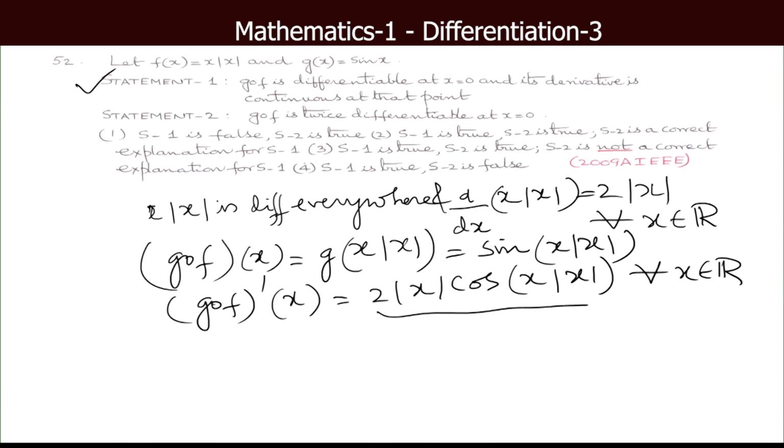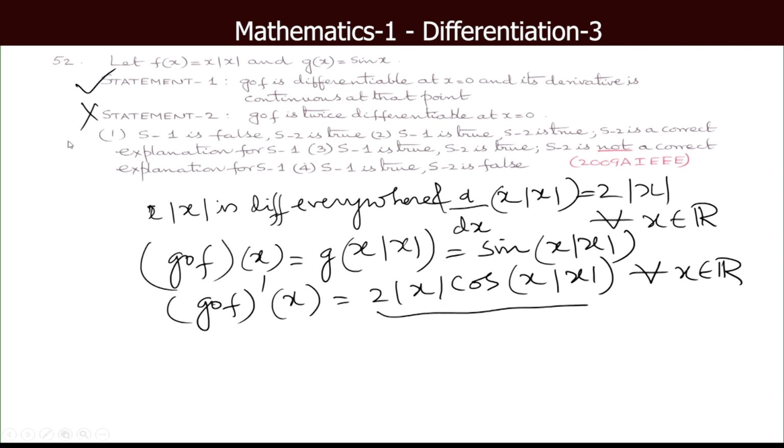Statement 2, g circle f is twice differentiable at x equal to 0. This is wrong, because once you go for the next derivative, applying the product rule, this has the derivative for all x not equal to 0, and because mod x fails to have a derivative at x equal to 0, this function cannot be differentiable at x equal to 0. Even though cosine x mod x has a derivative everywhere, mod x does not have a derivative at x equal to 0. Therefore, the second derivative of g circle f does not exist at x equal to 0, and therefore, this statement 2 is wrong.